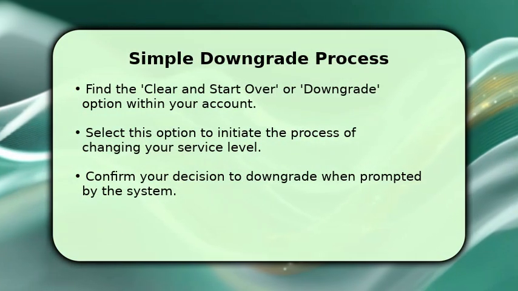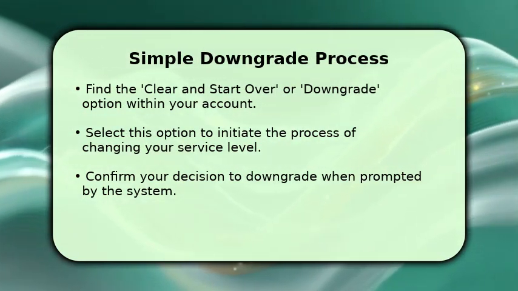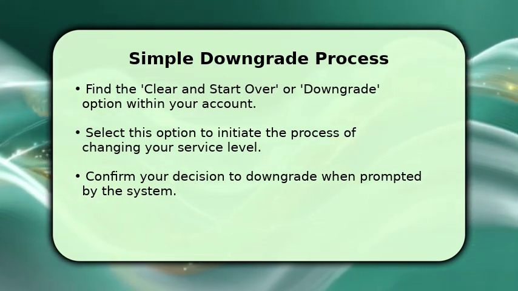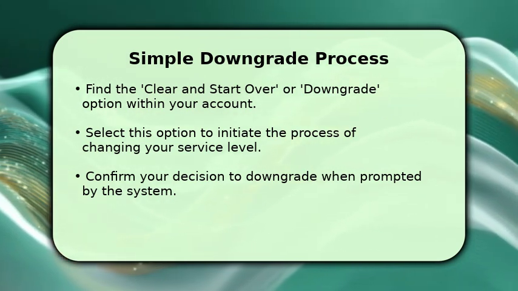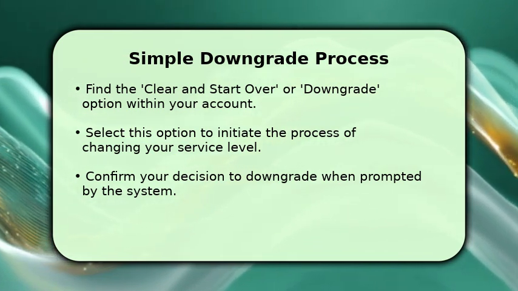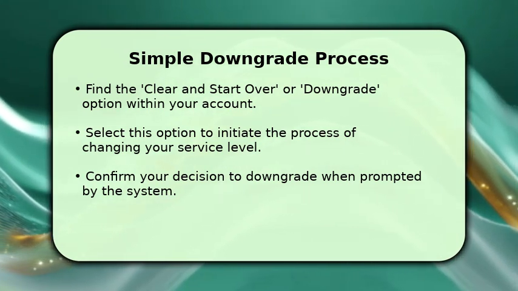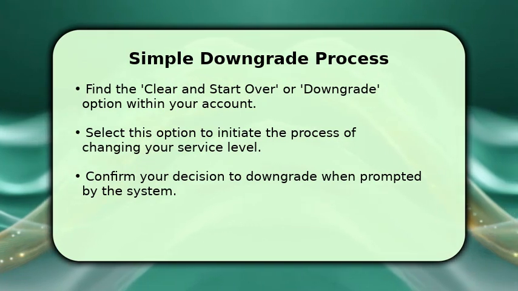To downgrade, look for an option such as Clear and Start Over or a direct downgrade link, usually found near your product details. Clicking this will prompt you to confirm your choice. Be aware that downgrading may remove certain features or access to expert help. After confirmation, the system will adjust your service. Always double-check your account to ensure the downgrade was successful and reflects your desired service level.